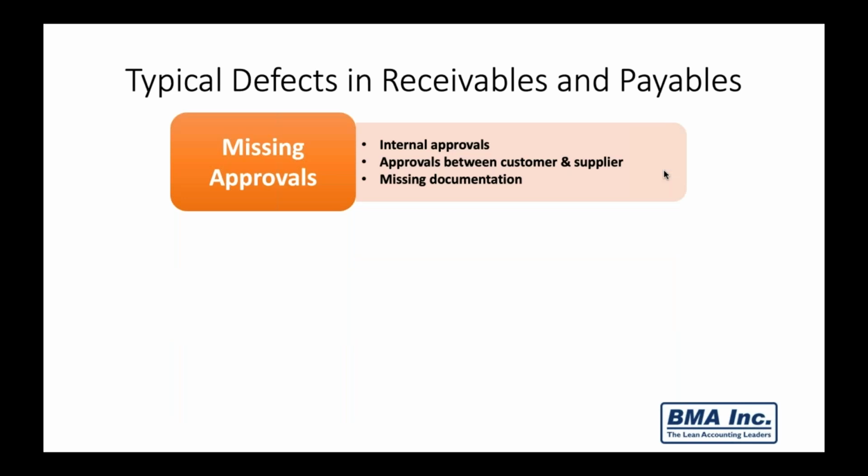Another example is missing approvals. Maybe that's internal approvals, things people don't sign on the purchase order. Between customers and suppliers, maybe there's some missing documentation. We don't have this one document we need, it's missing, and so that holds up something.